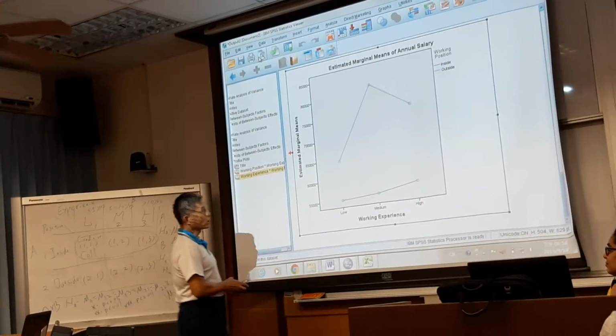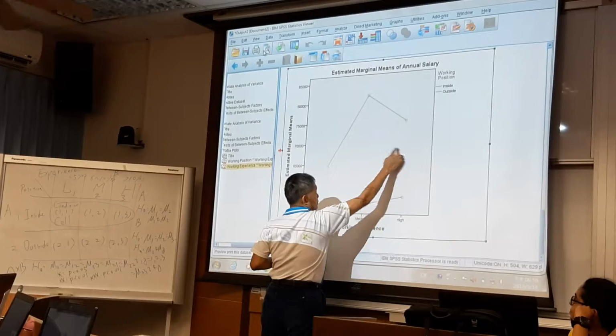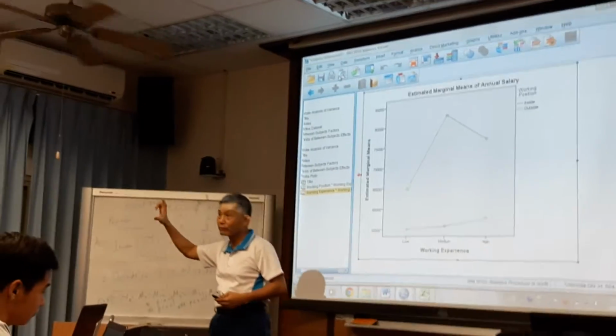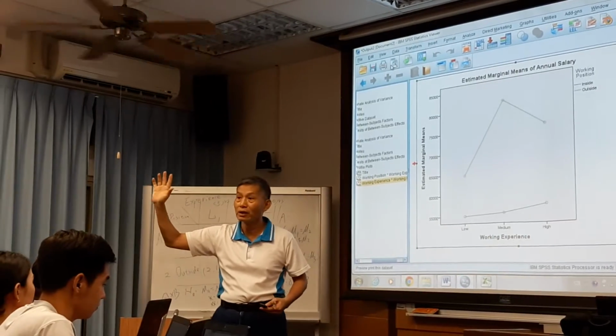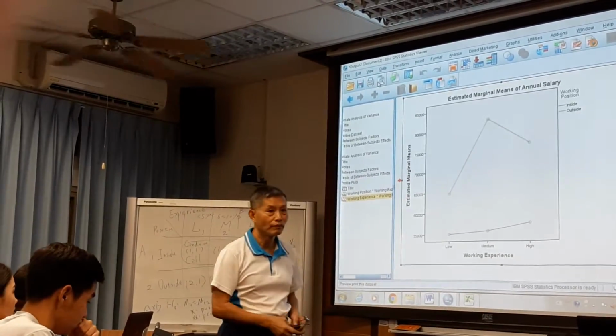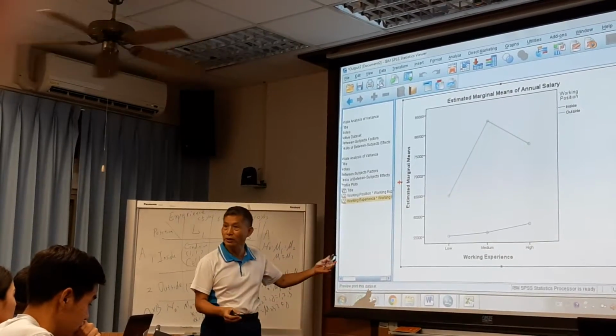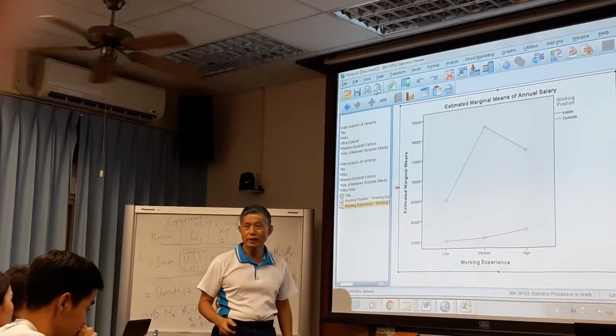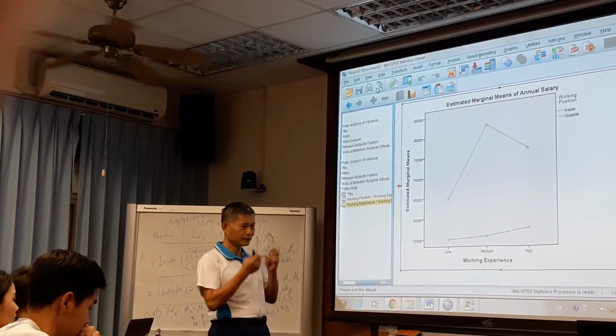If the results look parallel, the difference is the same, there is no interaction. But in this case, you can see the interaction between them. Can you draw it again?